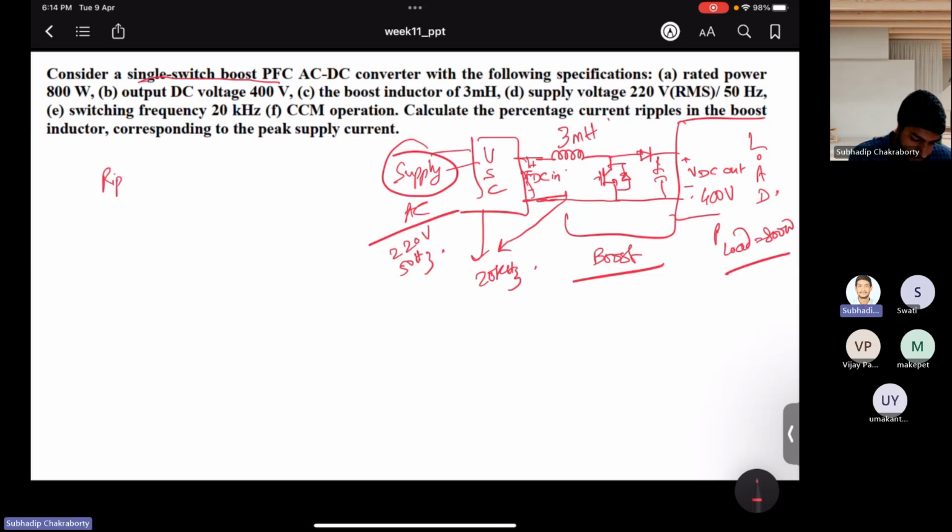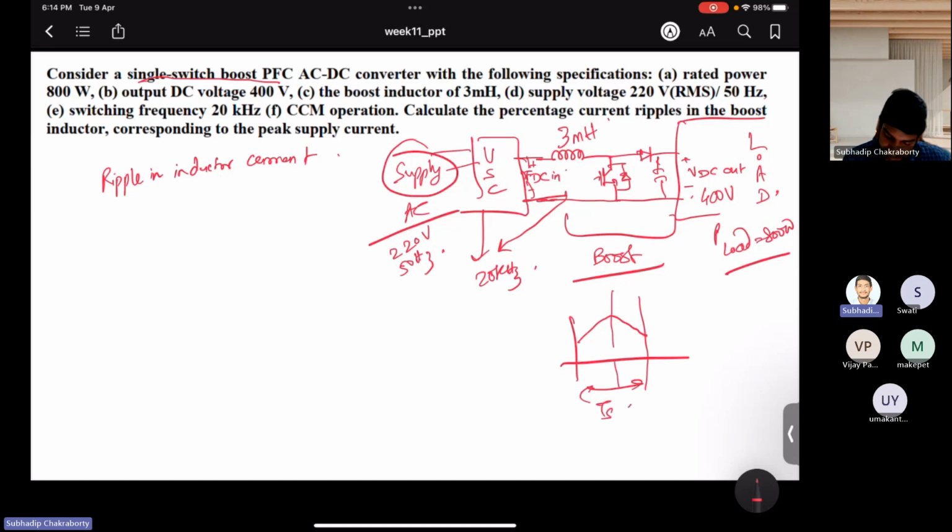So ripple in inductor current is the question. Now during switch on, you know that the boost inductor will charge and then it will discharge. In every switching cycle it will happen like this. So likewise, you are asked to calculate this portion, this delta IL. This is the delta IL, the ripple in the inductor current. Peak to peak ripple, okay?